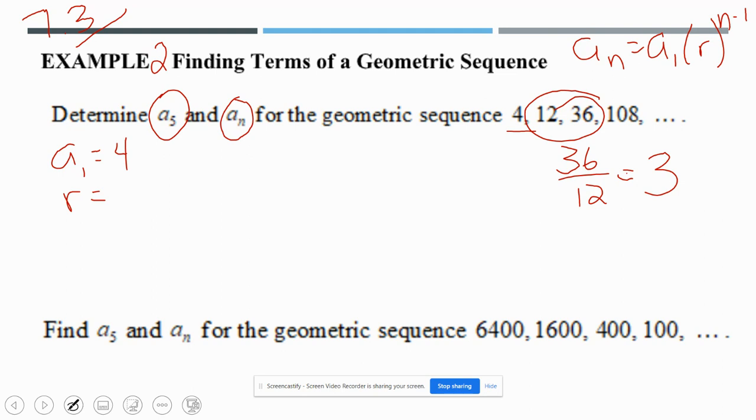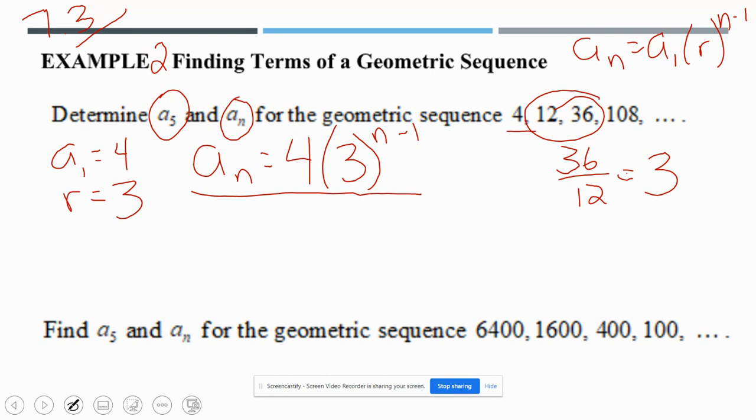Double check, does 4 times 3 equal 12? Yep. Does 12 times 3 equal 36? Yep. 36 times 3 equal 108? Yep. So our common ratio, or our R value, is 3. That makes our general formula A sub n is equal to 4 times 3 to the n minus 1 power. That is our rule or equation.